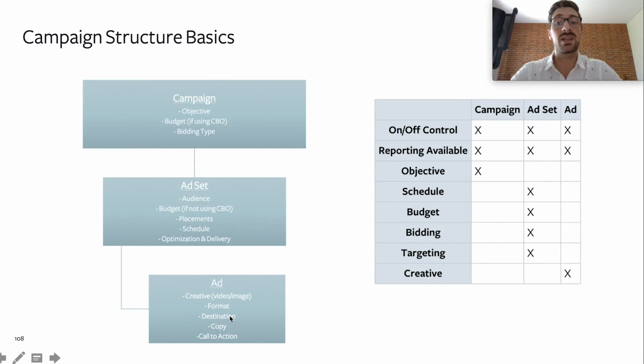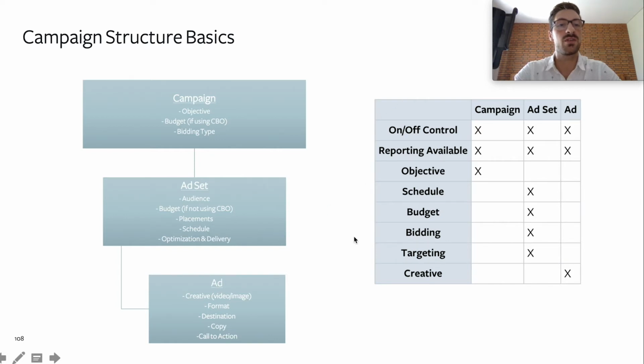Also, you are selecting the destination. So it could be a URL. You could be directing someone to a website, but you might be directing someone to Messenger as well, or you could be directing someone to an app. Here's where you also write your copy, or in other words, the text that goes in your ad, and you're selecting a call to action. So that's everything from sign up to purchase to learn more. So there's a lot that goes on in each of these three steps of the hierarchy.